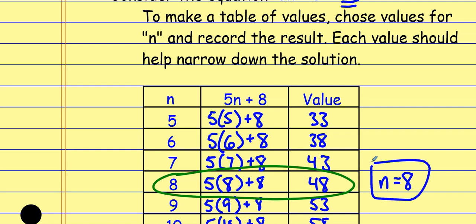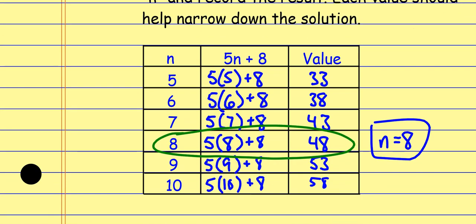But now because I have that table of values, what if I asked, hey, which number for n would make the equation equal a 58? Well, now I know it's a 10, okay? And so I can see that table of values. I can see all the n values that would make certain things true if I changed what this was equal to, okay?